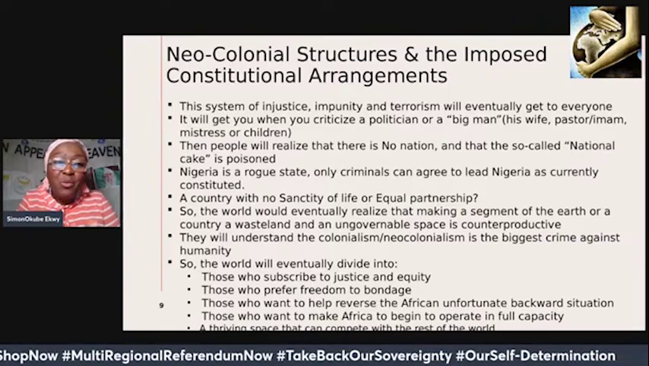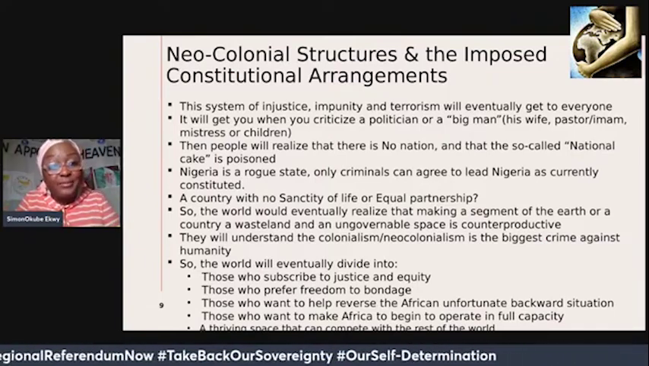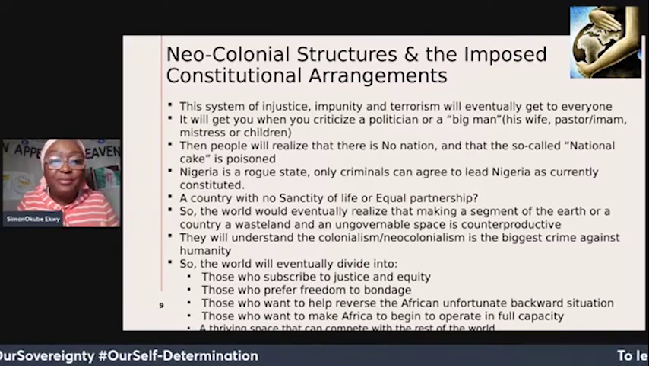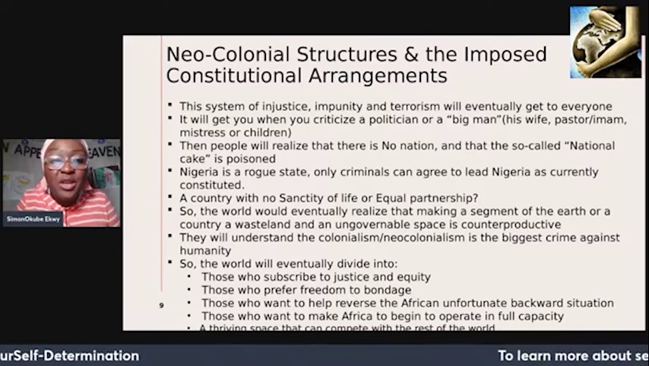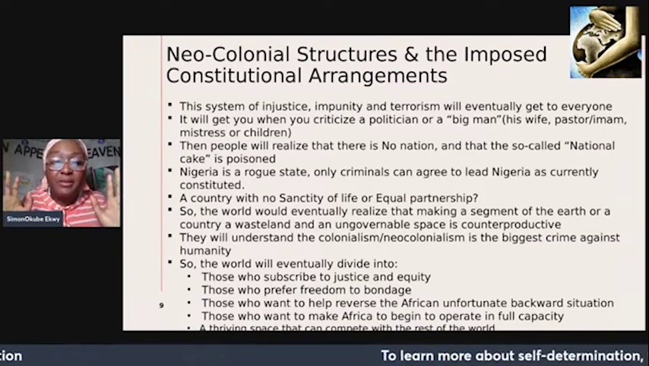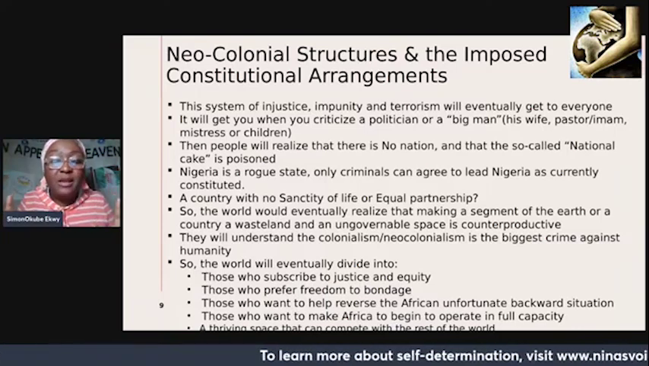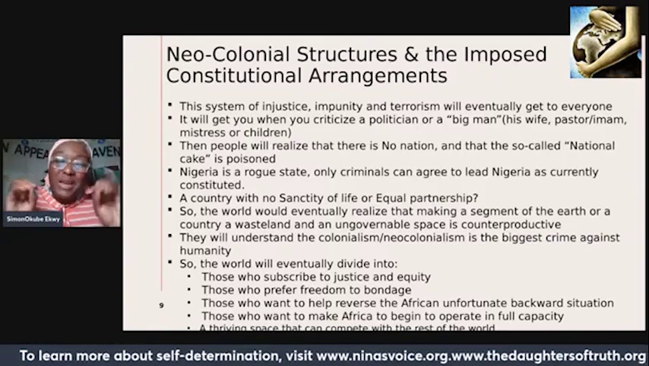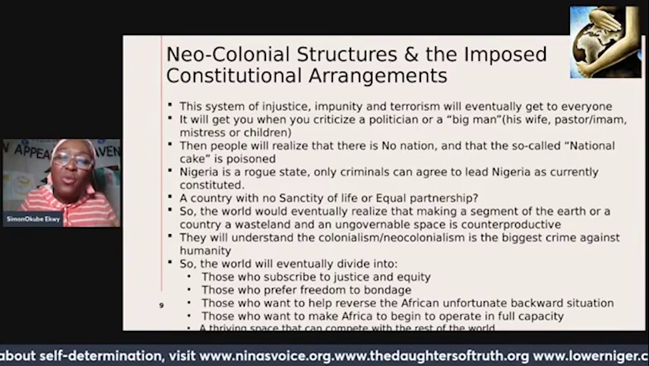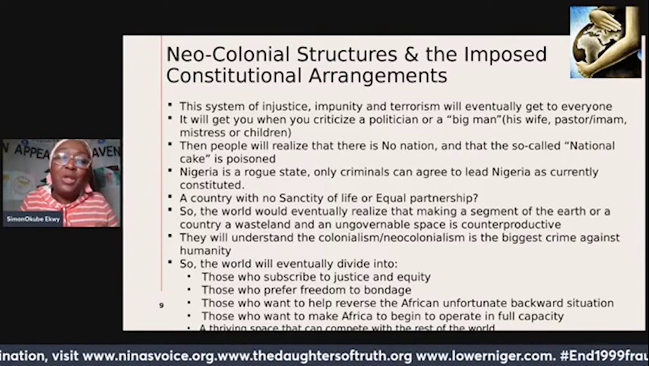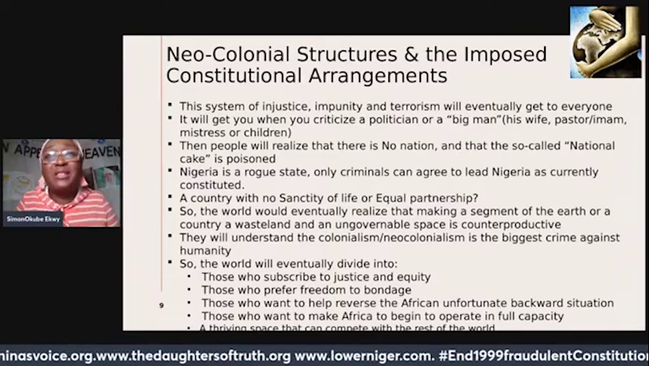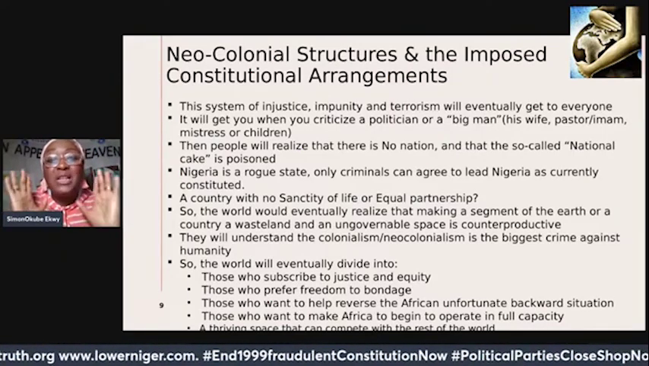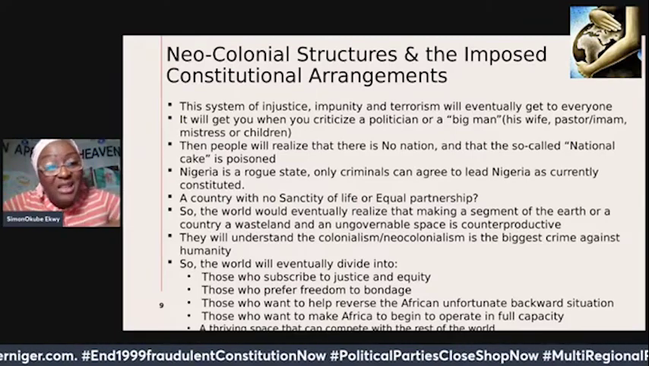So, by the time everybody chop breakfast, then we will realize that we don't have a nation, and that the so-called national cake is poisoned cake. Do you understand? You chop them, you go buy. So the best thing is for us to think of how we want to do this thing. We told you that Nigeria is a rogue state.